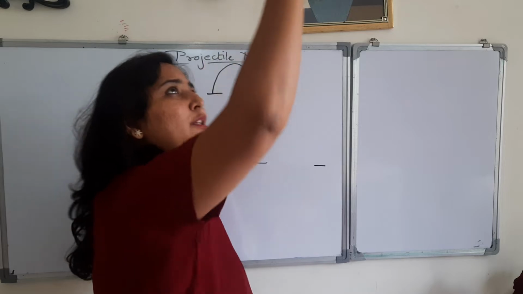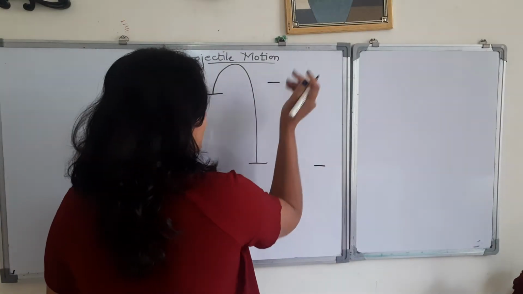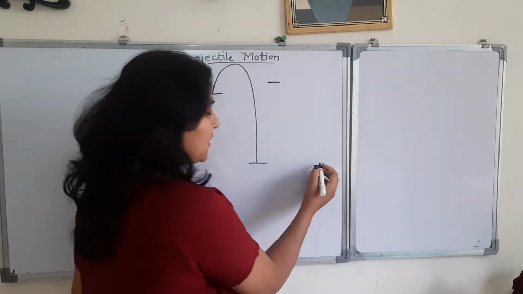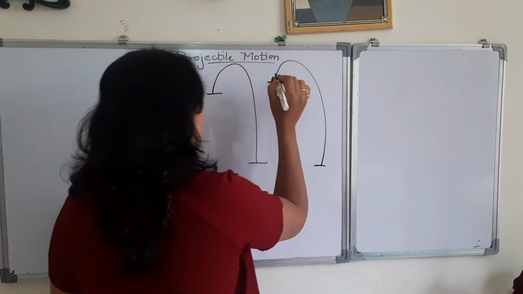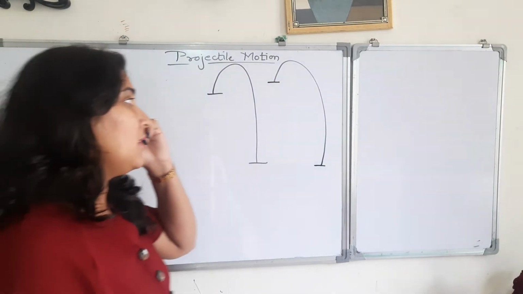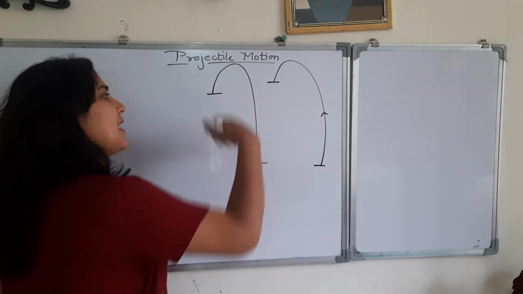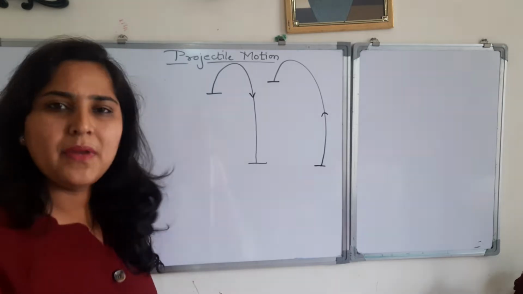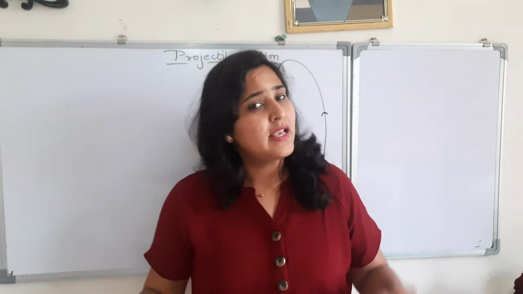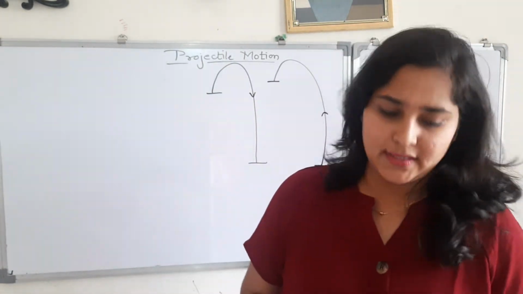So here there must be a reverse case also. Somebody is throwing an object to the top of a building, someone on the terrace is throwing something. Here is your top position, here is your throw position. So this is another case. Here the trajectory of the projectile will be like this. In both the cases it is okay. This is also a projectile motion.